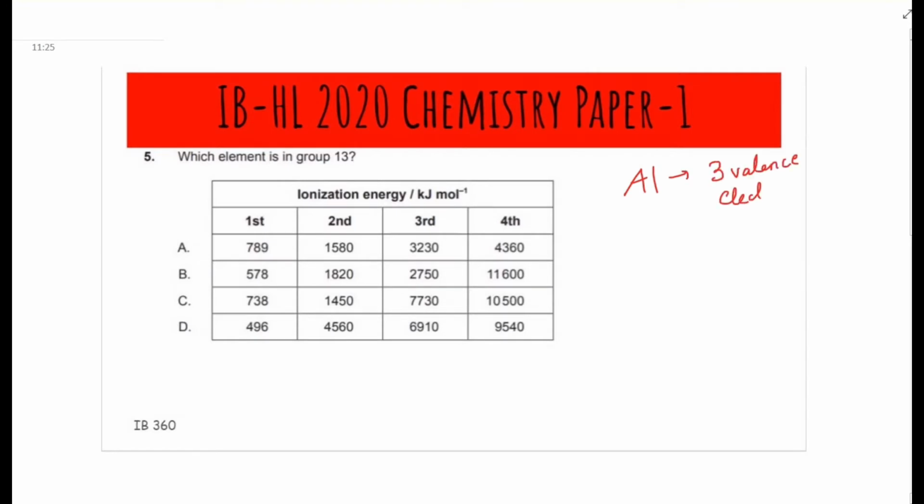After losing 3 valence electrons, aluminium attains a noble gas configuration. So we know that removing an electron from a noble gas configuration is very difficult. So in each of these options, we should look for the one with the highest jump between the third ionization energy and the fourth ionization energy. And obviously that's in option B. You see that there is a jump of approximately 8,000 plus in the energy. So option B is the correct answer to question 5.